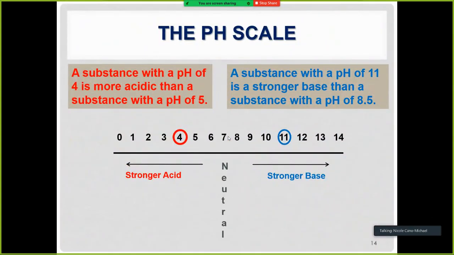All right. So, ladies and gentlemen, a pH scale. If I have a substance with a pH of 4, it is more acidic than something with a pH of 5. Because again, the further away I get from 7, the stronger the acid becomes. A substance with a pH of 11 is a stronger base than a substance with a pH of 8.5. Again, 8.5 is closer to 7. The further away you get from 7, the stronger your acids, the stronger your bases.